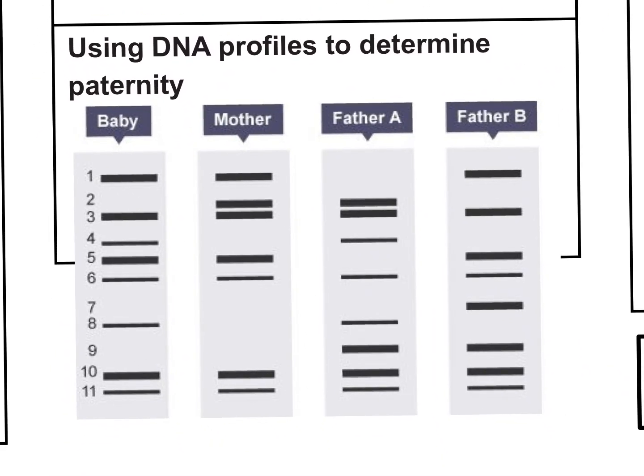DNA profiles to determine paternity. So this baby then has father, okay, it has father A. Okay, its father is A. The reason for that is you can see this one here. If this is definitely its mother, its bands need to come from its mother and its father. And the mother doesn't have the one at 8, but father A does and father B doesn't, so it has to be father A.